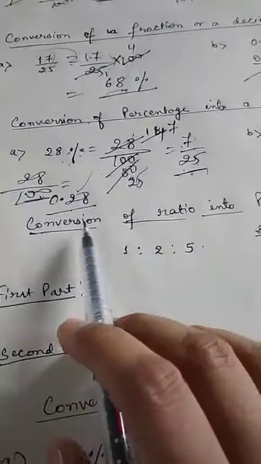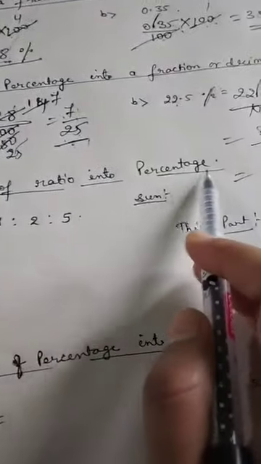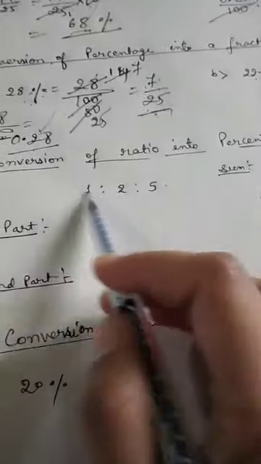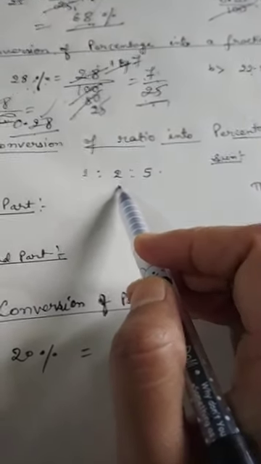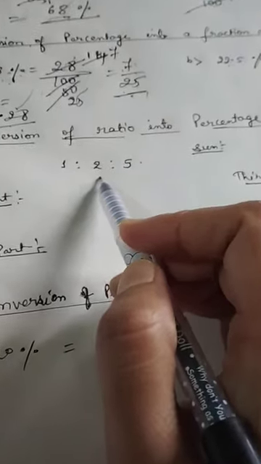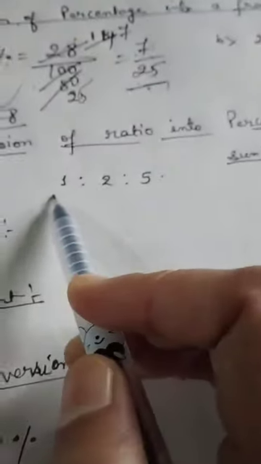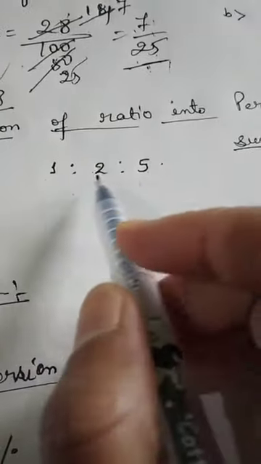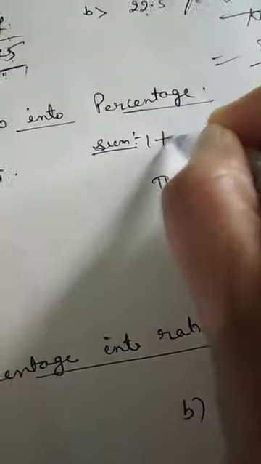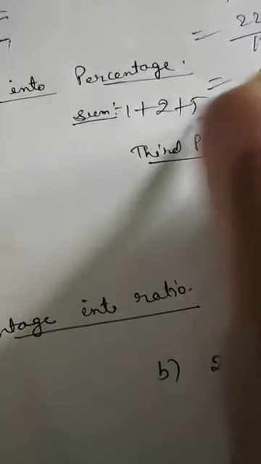Now next is conversion of ratio into percentage. If any ratio will be given and you have to convert that ratio into percentage, how you will do that? Suppose 3 ratios are given, 1:2:5. So first of all we will add this ratio. Add it. 5 plus 2 is 7, 7 plus 1 is 8. So 1 plus 2 plus 5 equals 8.